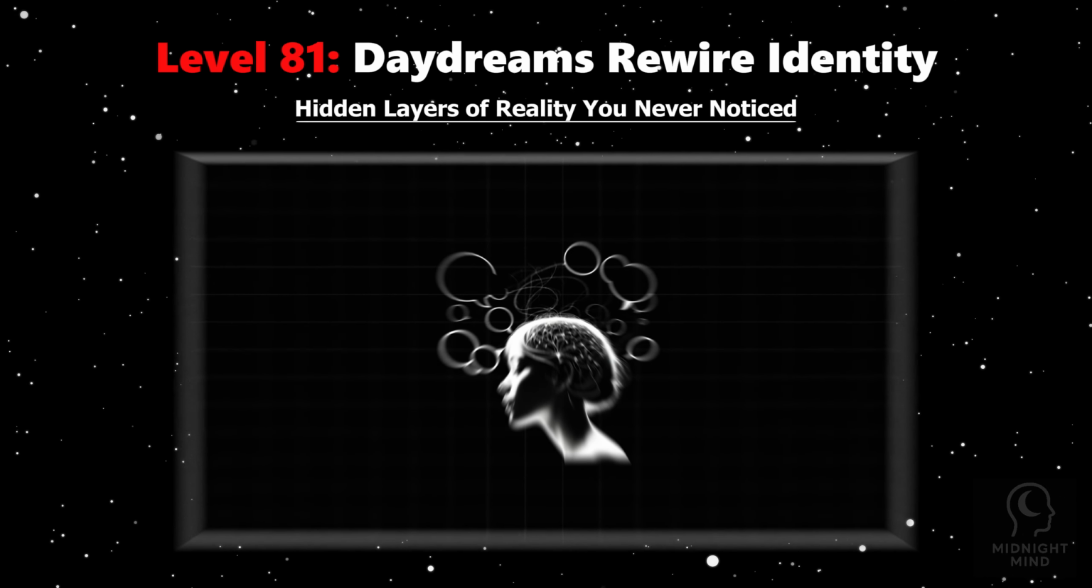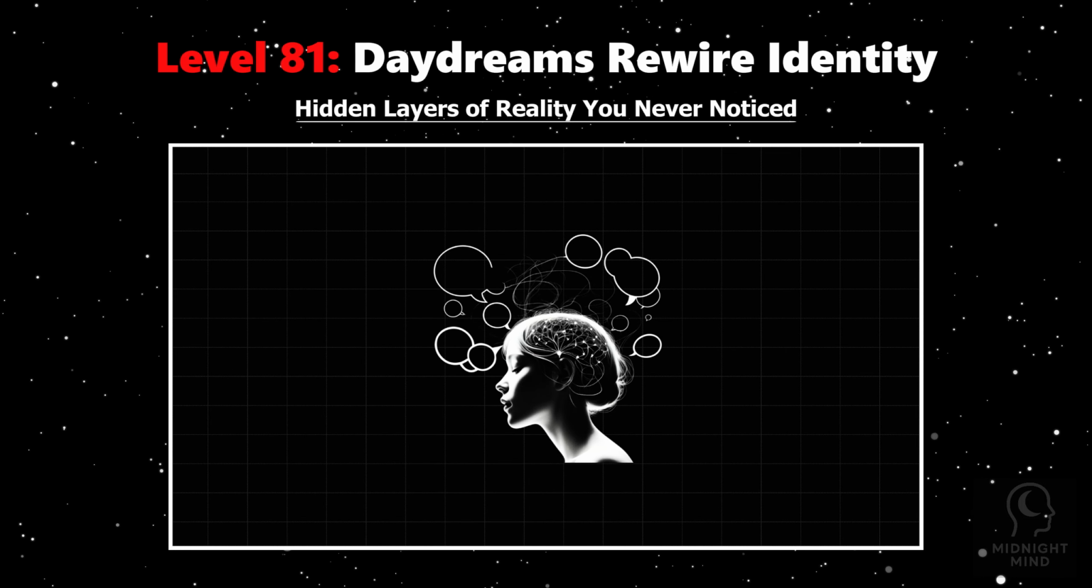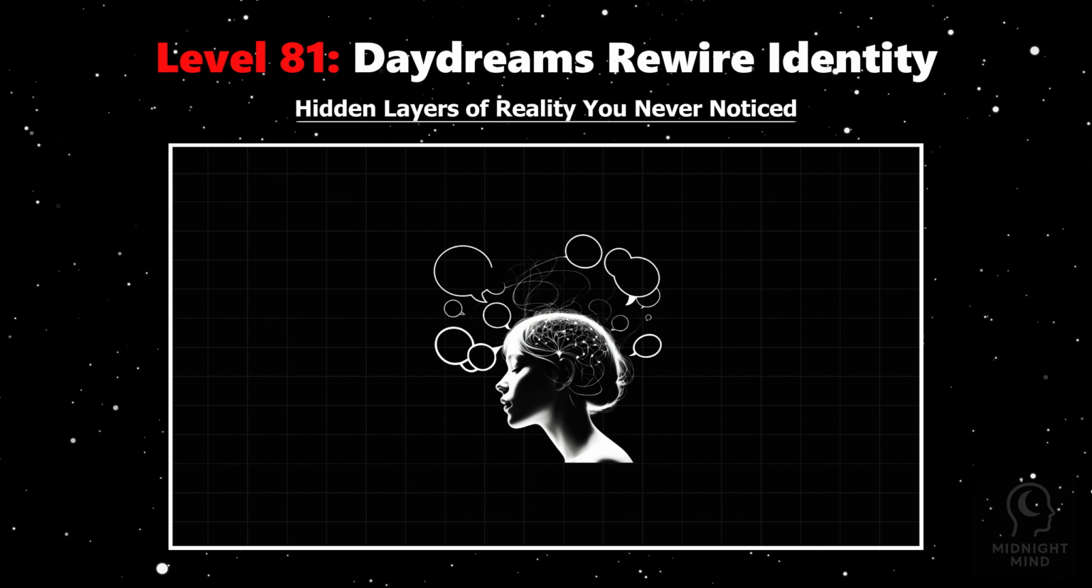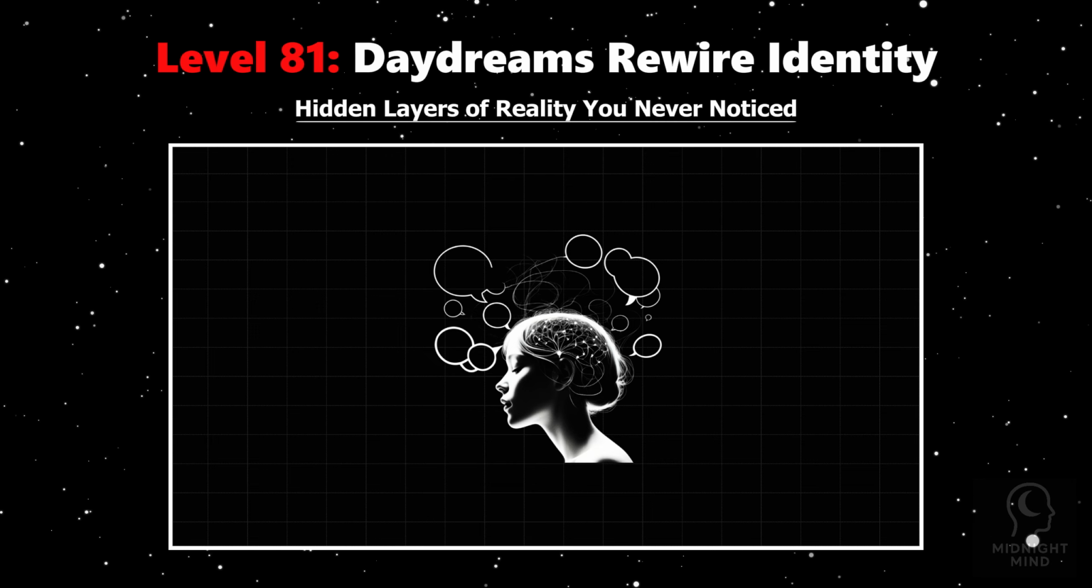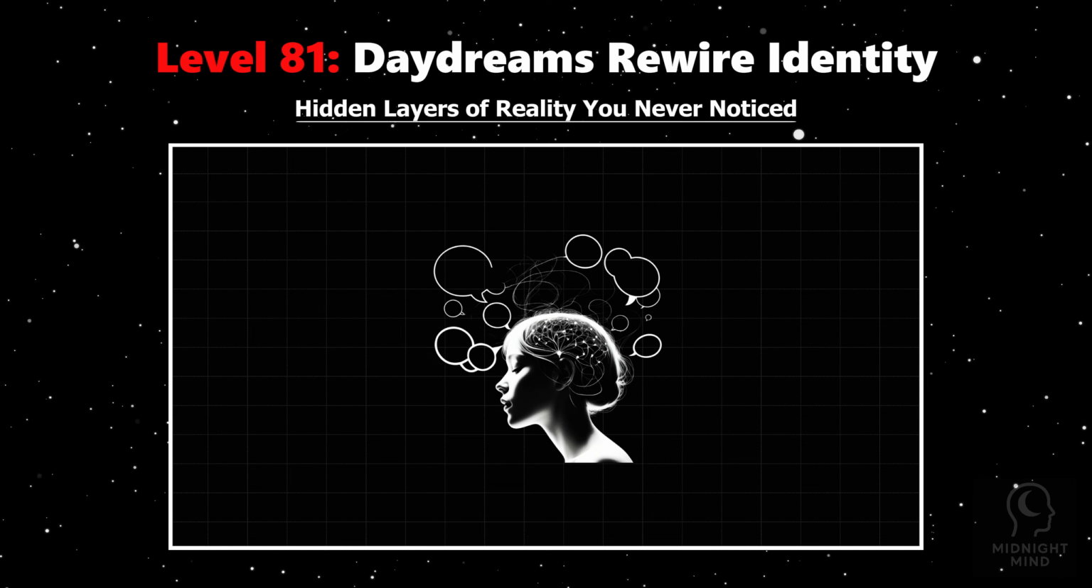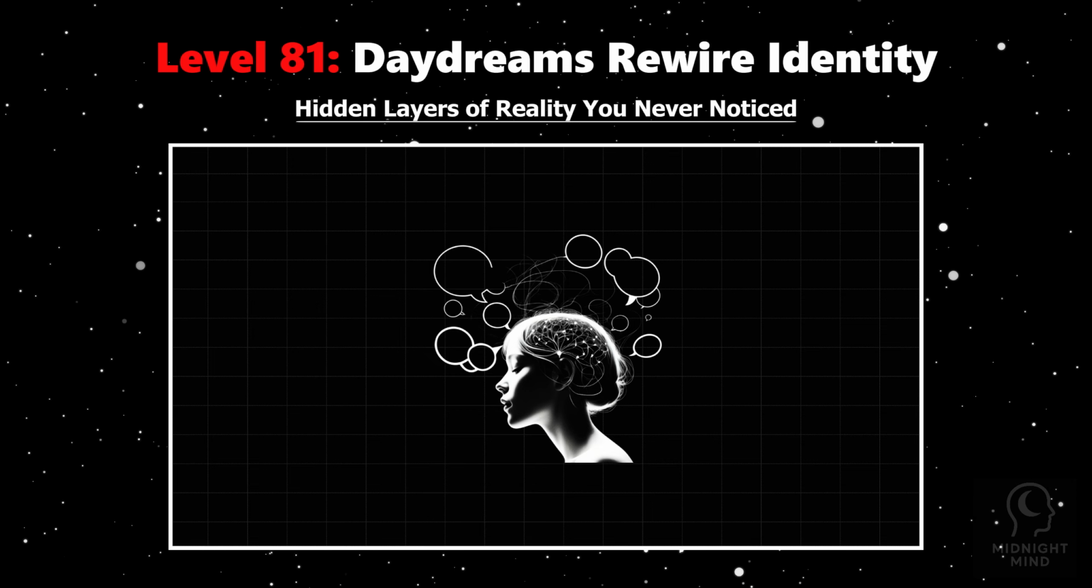Imagine drifting into a daydream, a vivid scene where you exact revenge, find perfect love, or escape to a place untouched by your daily struggles. These fantasies might seem like harmless escapes, but each one subtly rewires your identity. By rehearsing lives not lived but deeply felt, daydreams become mental blueprints that reshape how you perceive yourself and the world. Neuroscience reveals that imagining scenarios activates the same neural circuits involved in actual experience, particularly in the prefrontal cortex and limbic system, areas tied to decision-making, emotion, and self-perception.